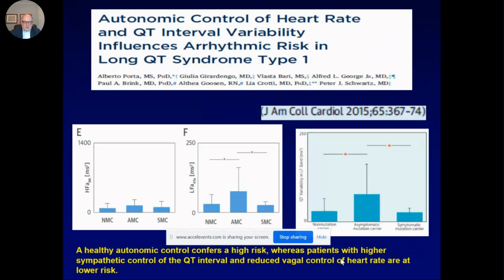So again, a lot of variation in RR, which we consider a sign of health in post-infarction patients, might not be that healthy in long QT patients, because their instability of heart rate and subsequently repolarization may predispose them to higher risk of events.